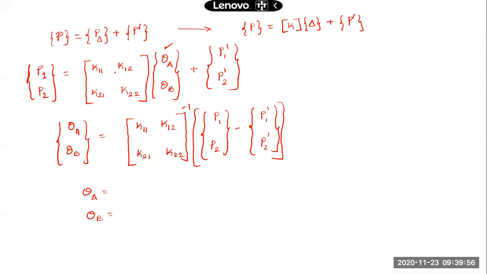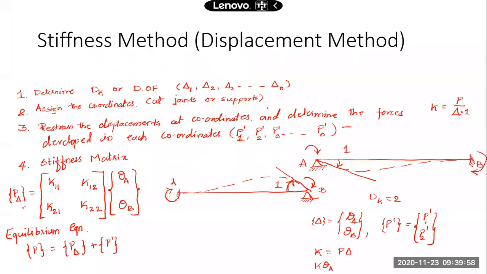The main thing is developing the stiffness matrix. How you develop it is by considering each of the coordinates. I'll take the first coordinate, apply unit displacement in the first coordinate, and determine the force required in the first coordinate. Just a minute. Please tell me if you have any doubt. I'll come back.